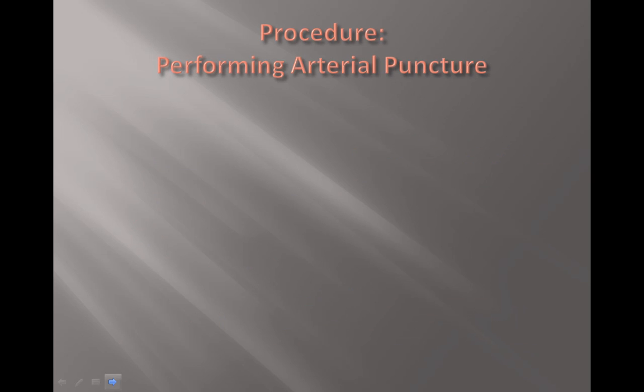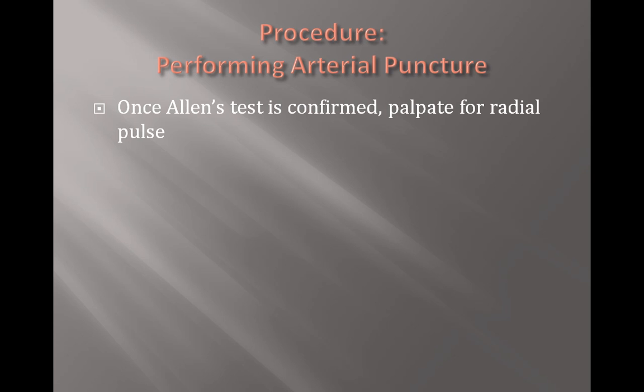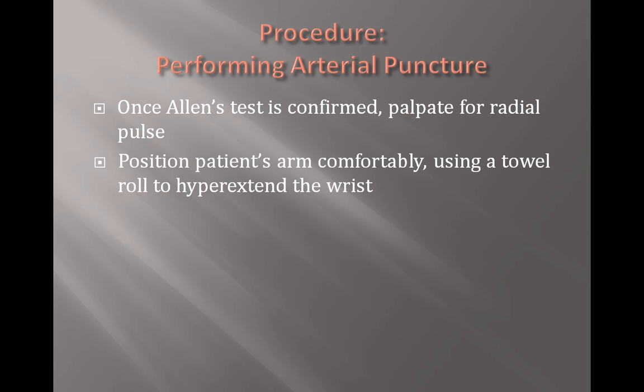Alright, let's continue now with the rest of the steps to prepare for the arterial puncture. Now that you've confirmed collateral circulation, palpate for the radial pulse. Remember to get your patient in a comfortable supine position using a towel to hyperextend the wrist. Cleanse the site, preferably with 2% chlorhexidine-based antiseptic.